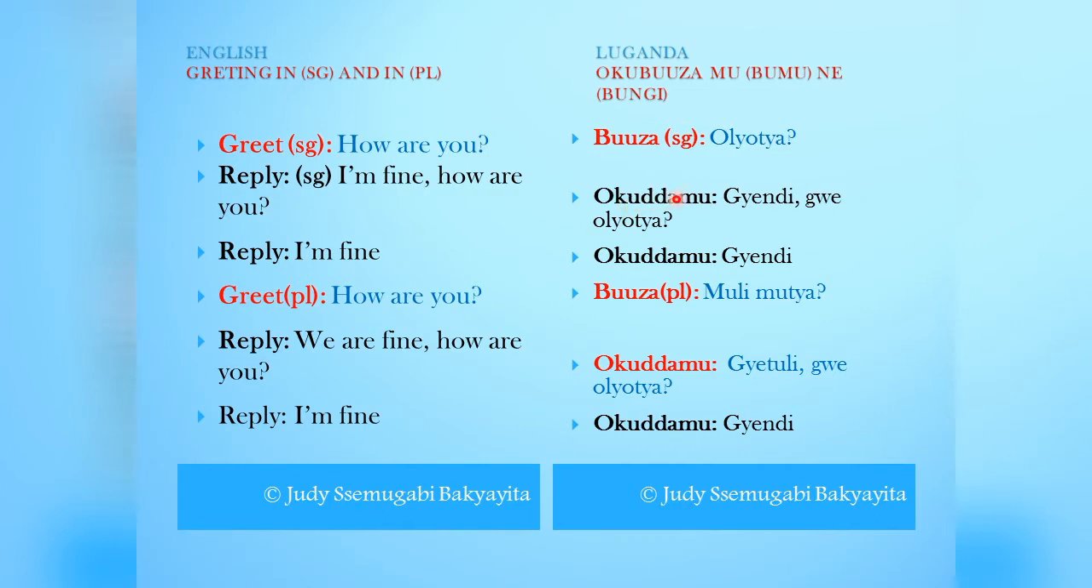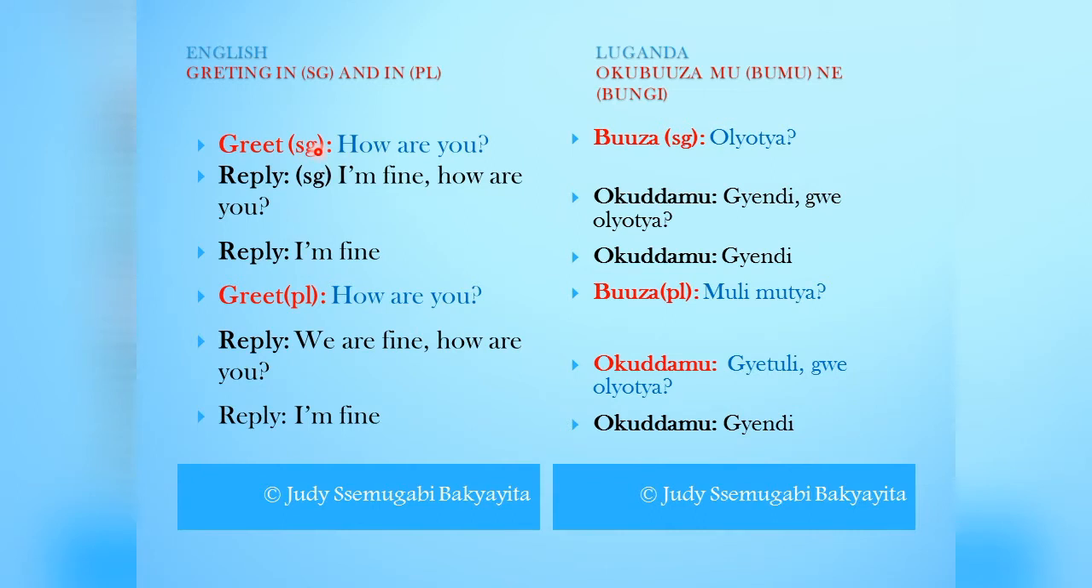Okuddamu in Luganda, reply, okuddamu. She or he, you will say in Luganda, gyendi, gwe olyotya. I'm fine, how are you? Then you, the person who greeted, will respond by saying, I'm fine. In Luganda, okuddamu, you say gyendi.